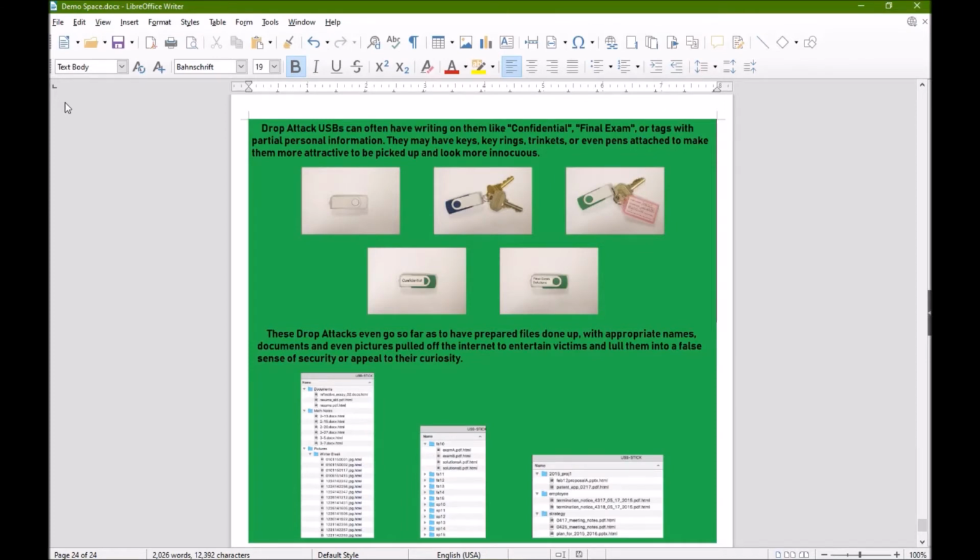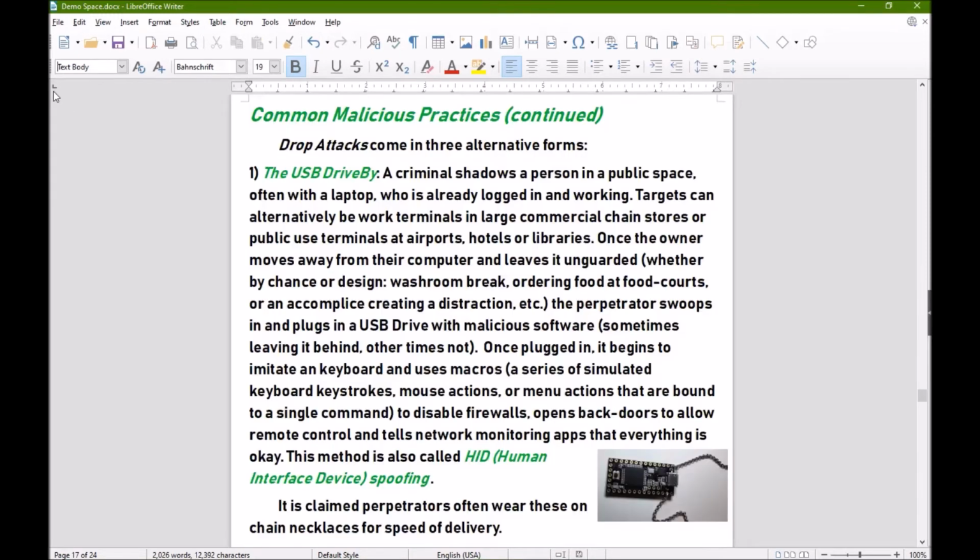They can come carrying tags with partial personal information. They may have keys, key rings, trinkets, or even pins attached to make them more attractive to be picked up and look more innocuous. These drop attacks even go so far as to have prepared files done up with appropriate names, documents, and even pictures pulled off the internet to entertain victims and lull them into a false sense of security or appeal to their curiosity. Drop attacks come in three alternative forms.